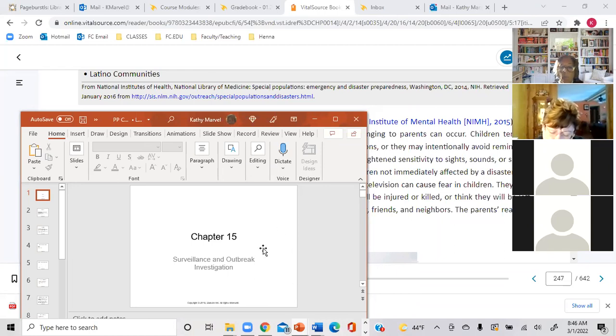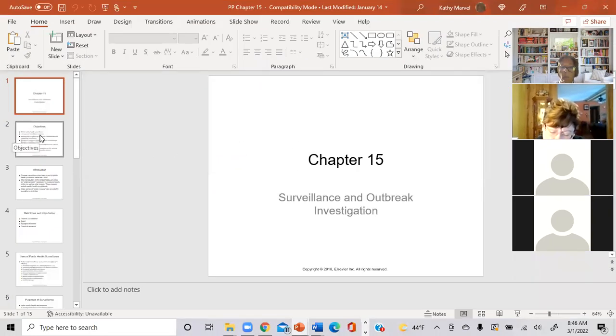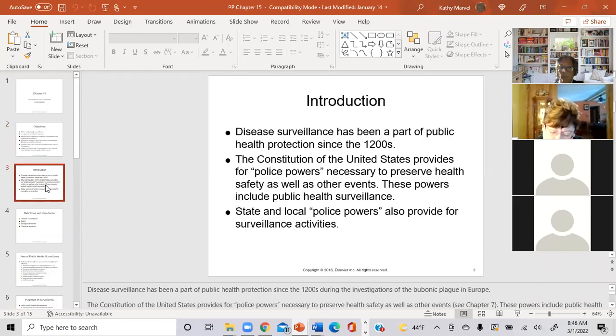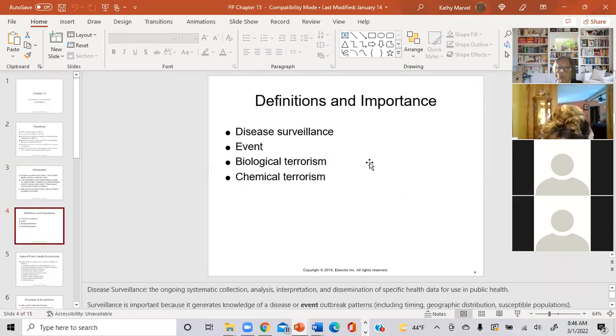So why is surveillance important in outbreak investigation? Why is that important? Okay, so disease surveillance has been part of public health since the 1200s, right? State and local police powers also provide surveillance activities. Okay, what are some definitions? What's a definition of disease surveillance? An event. What's biological terrorism, chemical terrorism?